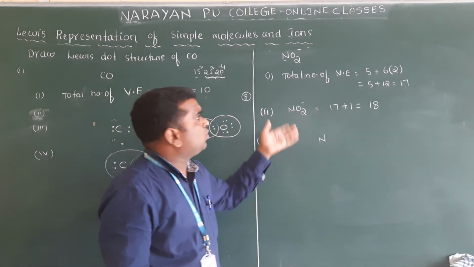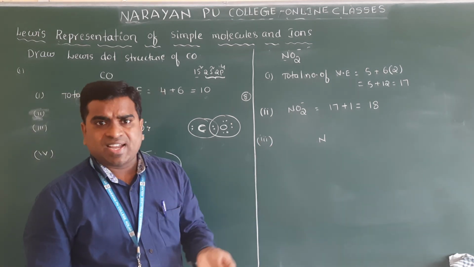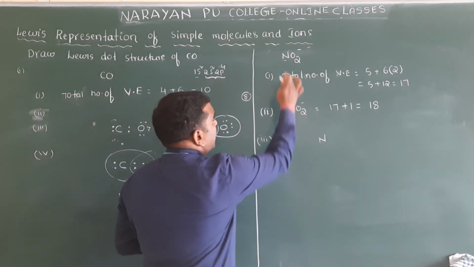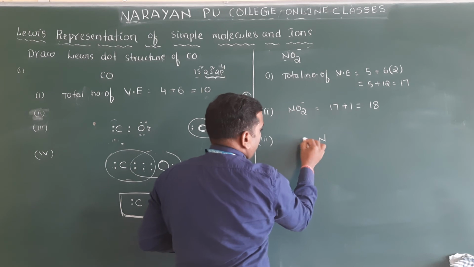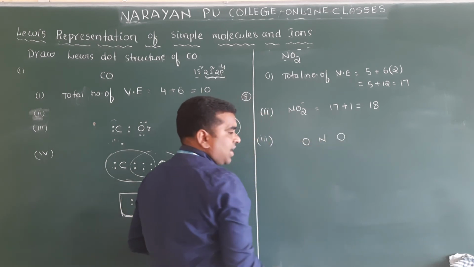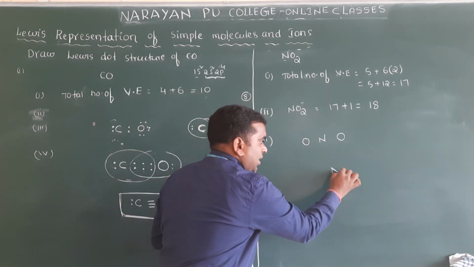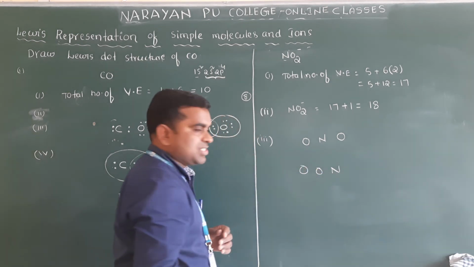Clear? Next, what do you have to do? Arrange, which means you draw the skeletal structure. You know that nitrogen, how many oxygens are there here? 2 oxygens. One is oxygen and here another oxygen. You should not put nitrogen here, oxygen, and oxygen.